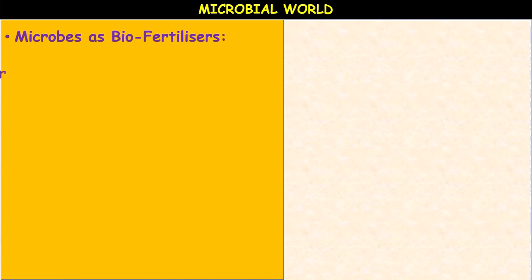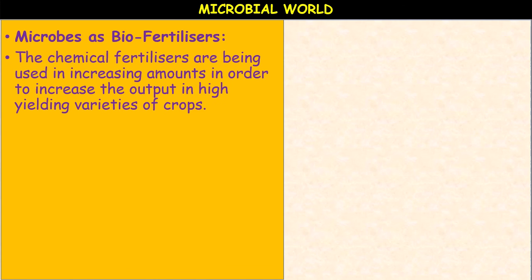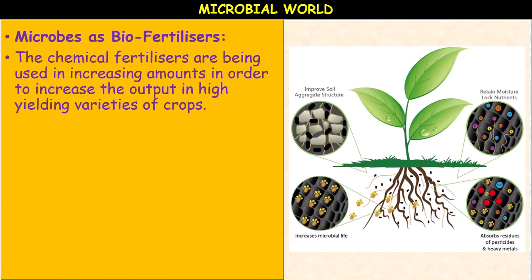The microbes as biofertilizers. You know, chemical fertilizers are being used in increasing amounts in order to increase the output in high yielding varieties of crops. It has become most common because these chemical fertilizers give instant results. That is why the farmer prefers these chemical fertilizers, but the bad impacts of these chemical fertilizers are not understood by uneducated farmers. Okay. So, to compensate for these chemical fertilizers, biofertilizers have been introduced.